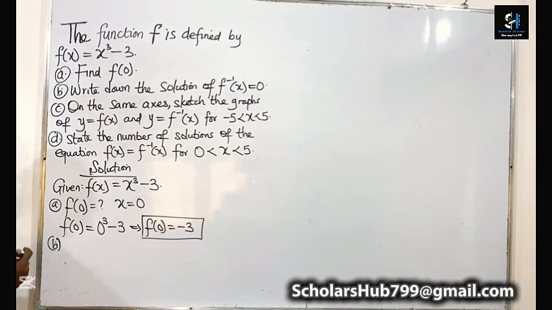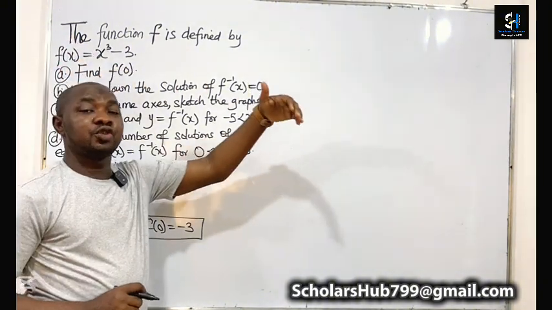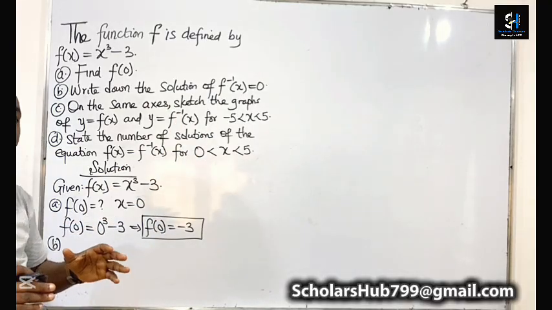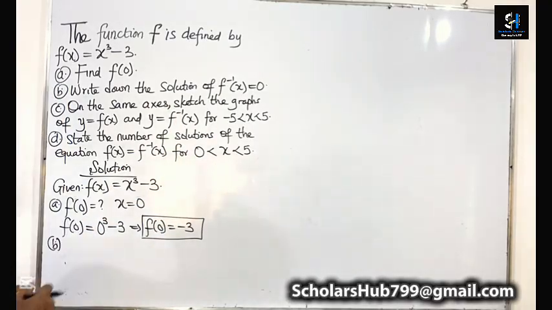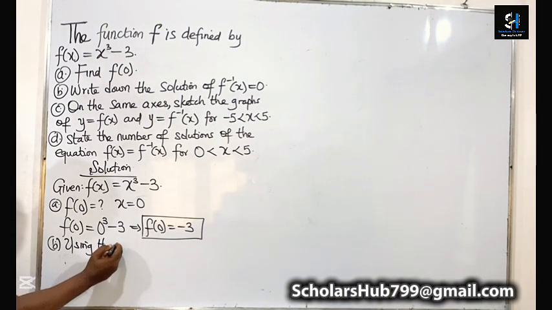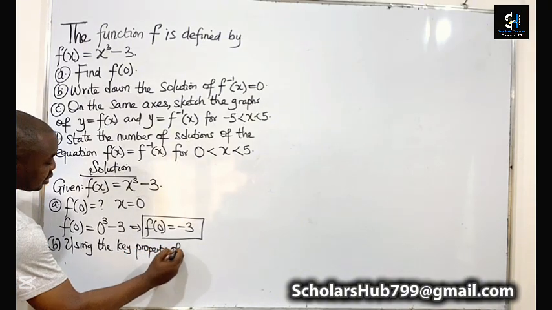So this is the answer because 0 cubed is 0. B. Write down the solution of inverse function of x equals 0. Okay, in this case I wouldn't want to use the original function to write an expression for the inverse function of x. Now let me use one of the key properties of inverse function.